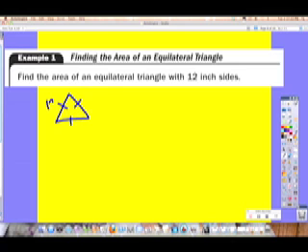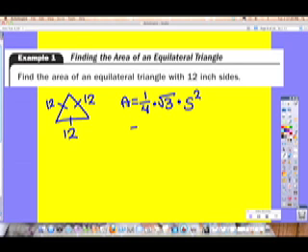Alright, in this example though, what are the sides? 12. Alright, so we have to square the 12. It still happens. People are still doing 12 times 2. Does that mean 12 times 2? No. 12 times what? 12. Alright, so 12 times 12. So we have 1/4 times the square root of 3 times 144.